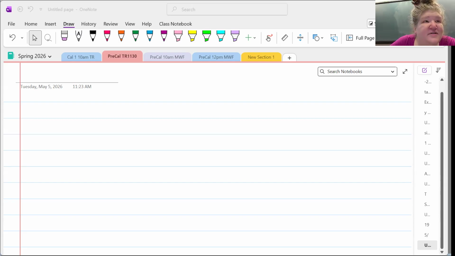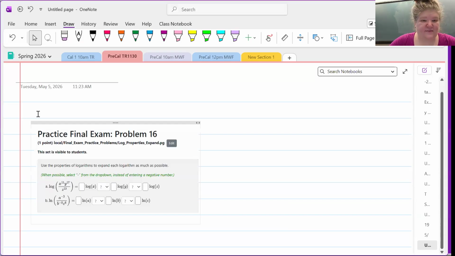Operations with logarithms. So that's, let's see, 16 and 17. So there's 16. Let me just yoink a picture of 17 as well.